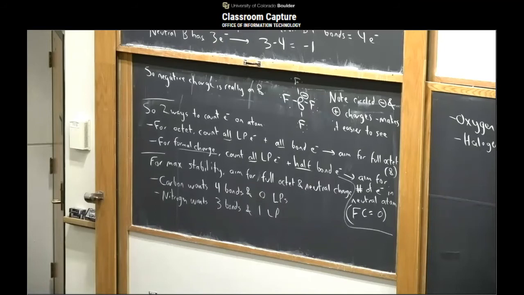Okay, so we'll see plenty of less stable exceptions to these rules, but most of the time they're transient, shorter-lived species. A lot of the time, the starting and ending point of a reaction will have just about every atom with neutral charge and a full octet.